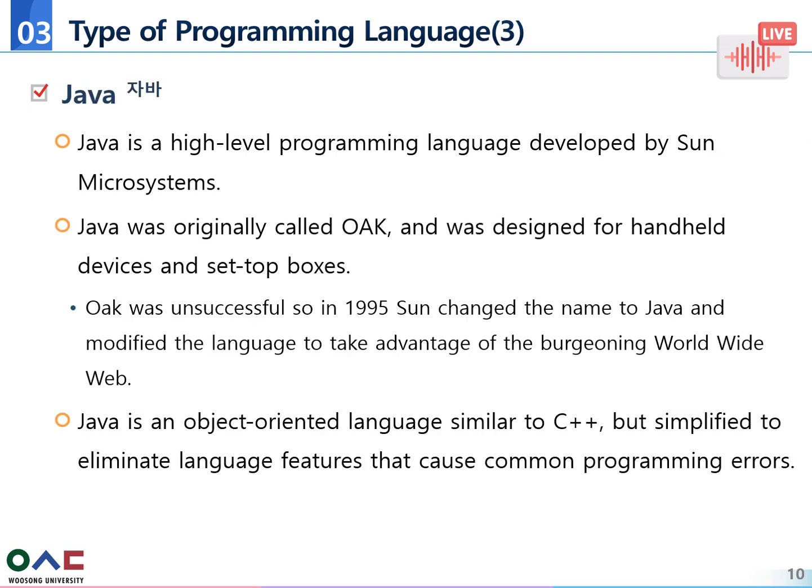Java. Java is a high-level programming language developed by Sun Microsystems. Java was originally called OAK, and was designed for handheld devices and set-top boxes. OAK was unsuccessful, so in 1995 Sun changed the name to Java and modified the language to take advantage of the burgeoning World Wide Web. Java is an object-oriented language similar to C++, but simplified to eliminate language features that cause common programming errors.